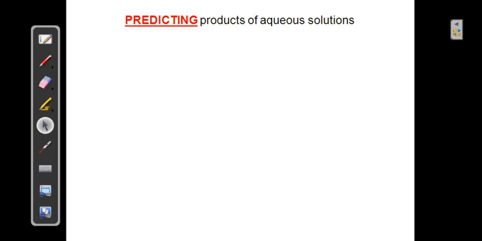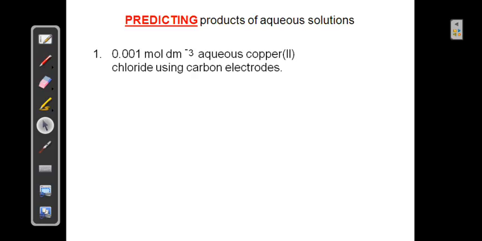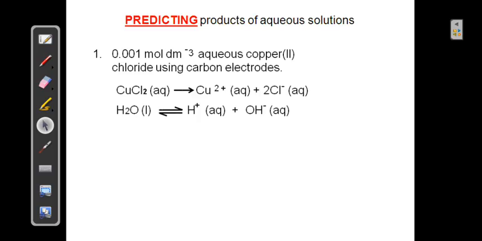So now it's time for you to predict. How are you going to predict products of an aqueous solution? I'm sure you have gone through your studies, and you have to force yourself to start predicting what will result from the reactant. As an example, if we use 0.001 mole per cubic decimeter of aqueous copper 2 chloride, and here we use carbon electrodes, what will you get from this? The equation is CuCl2 aqueous as the reactant will produce Cu2+ aqueous plus 2Cl negative.